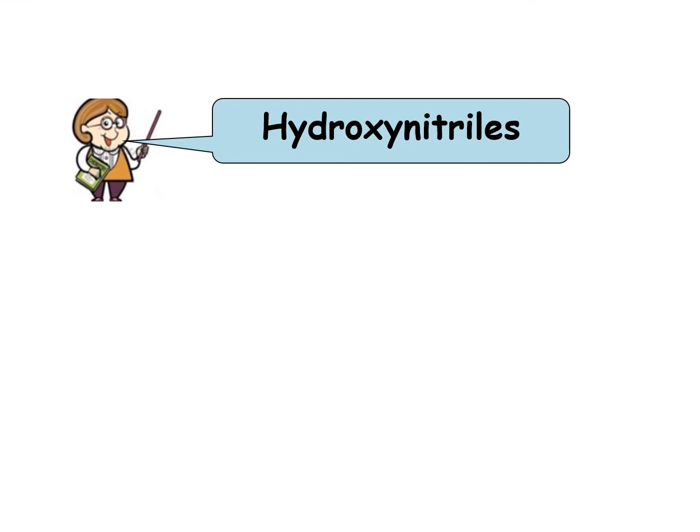So we've got a new type of compound now, a new homologous series, hydroxynitriles. So we know that we make them from carbonyl compounds, either aldehydes or ketones, reacting with the hydrogen cyanide that's produced in situ from sodium cyanide and sulfuric acid. And there we have our hydroxynitrile product.